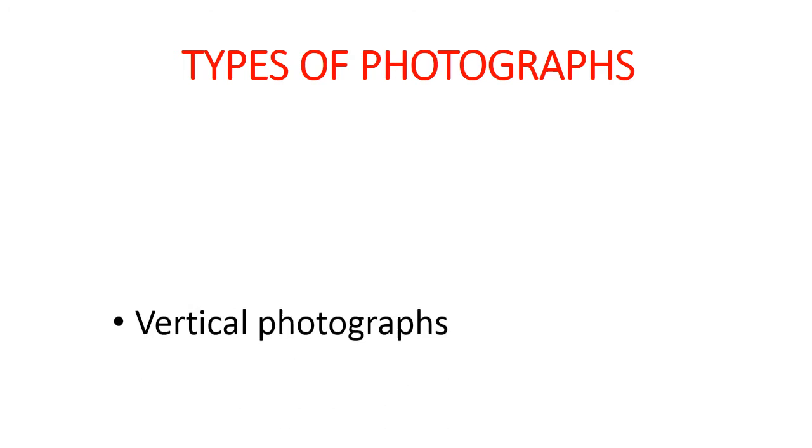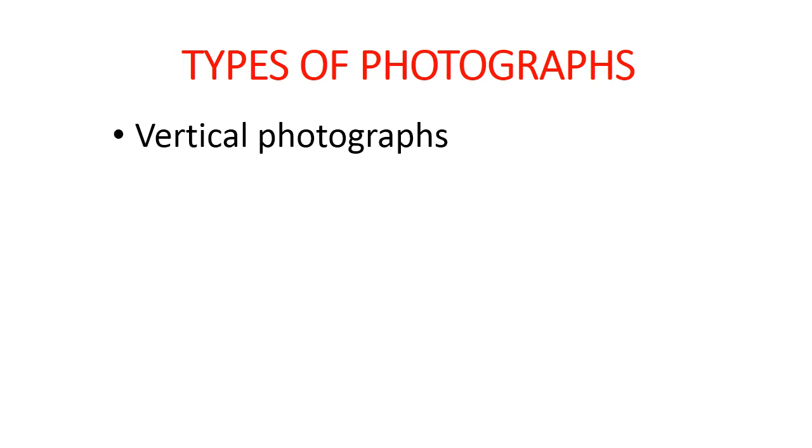Mainly there are three types of aerial photographs, that is vertical photographs, oblique photographs and terrestrial or horizontal photographs. The term vertical or horizontal refers to the direction in which the camera axis was pointing at the time of exposure. So, let us begin with vertical photographs.